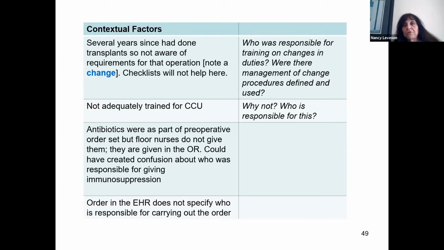Could that have created confusion about who was responsible for giving the immunosuppression? Remember, we have the order set. Some of them are antibiotics, some of the immunosuppression. Nowhere does it say who does what. As I said, it doesn't specify who's responsible for carrying out each order.